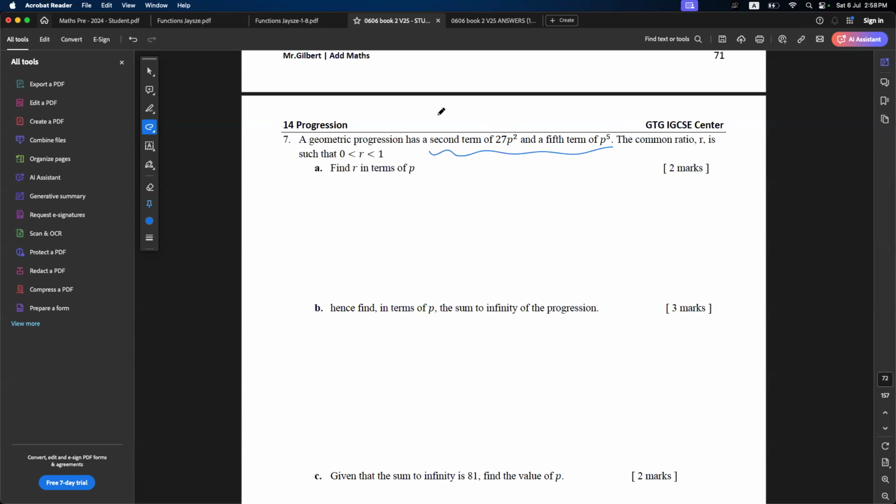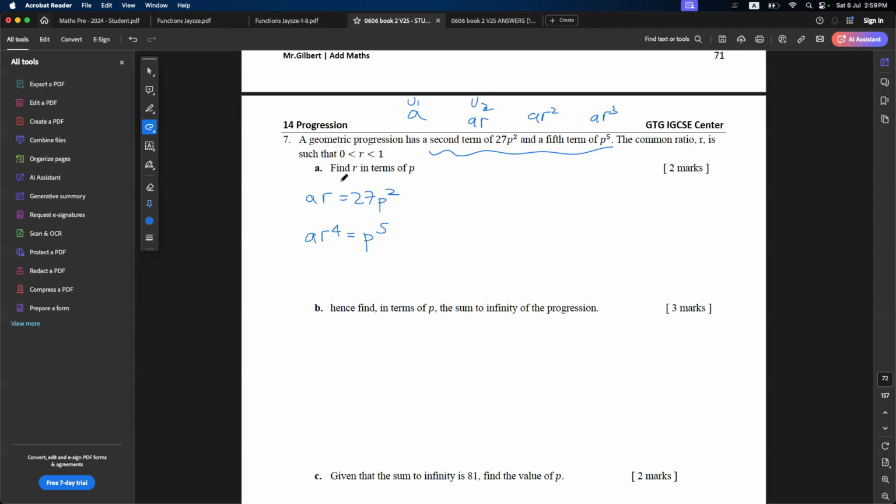What's the first term for a geometric progression? It's still A, right? Then the second term is? The next term is AR. Then the next term is AR square, AR cube, and so on and so forth. Correct or not? The second term is 27p square, right? So AR is equals to 27p square. The fifth term is AR to the power of 4 equals to p to the power of 5. Right? Anyone don't get this part?